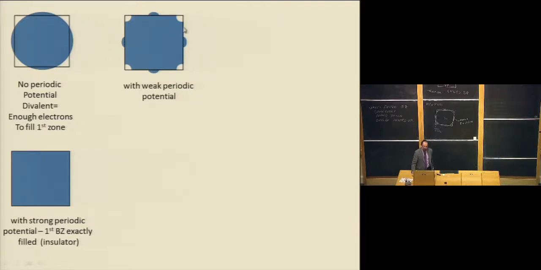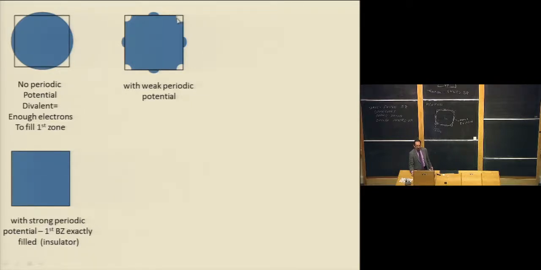Most of the first Brillouin zone is filled. The corners are empty because those are the highest kinetic energy states in the first Brillouin zone. Most of the second Brillouin zone is empty, except these little slivers here, which remain filled because those are lowest kinetic energy states that are closest to k equals 0 in the second Brillouin zone. So this is still a metal.